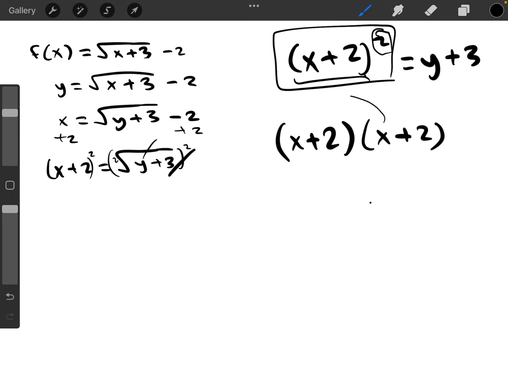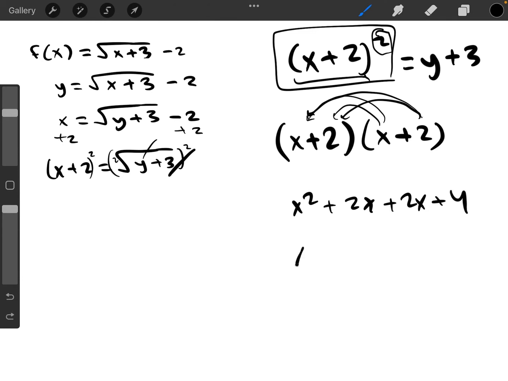To FOIL it, we go x times x is x squared. x times 2 is 2x. We go to that side. x times 2 is 2x, and 2 times 2 is 4. Write it again, but this time add the common values. Like, we have 2x plus 2x. We can simply write it as 4x plus 4.